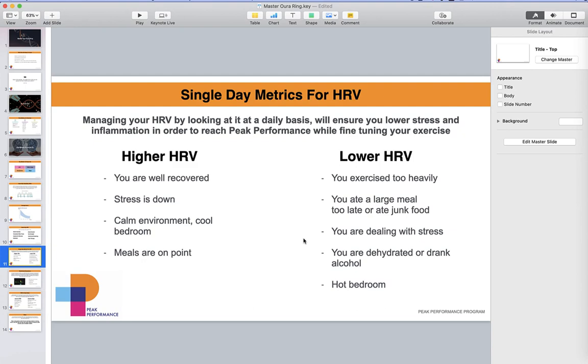A lot of our clients have to put out fires in their business. They're dealing with stress. That can also lower your HRV because you don't have that balance between your rest and digest and your fight or flight response.